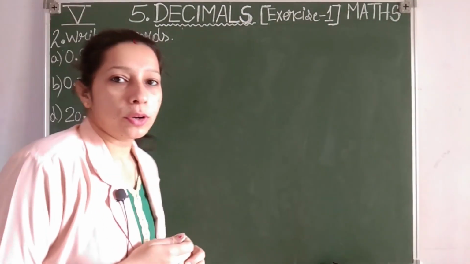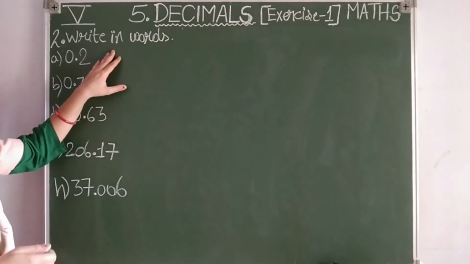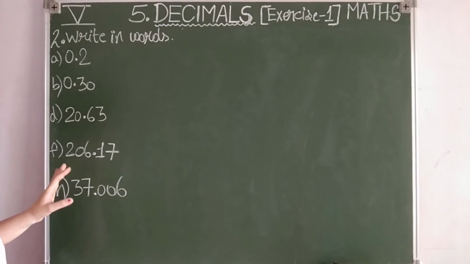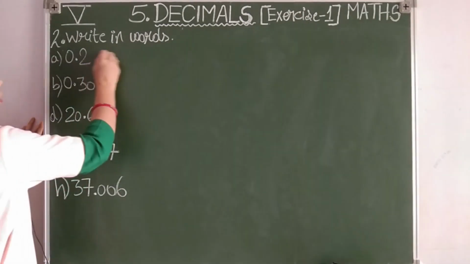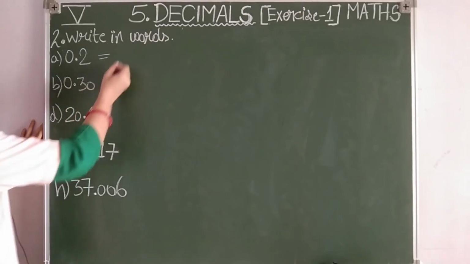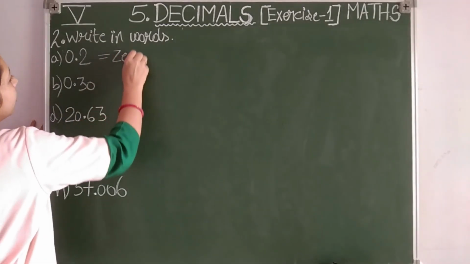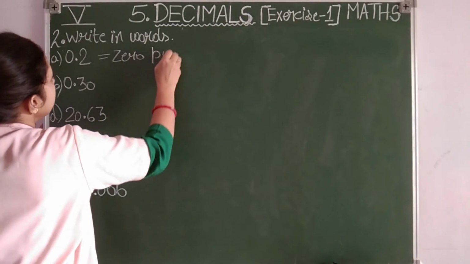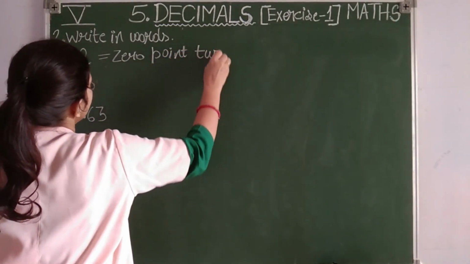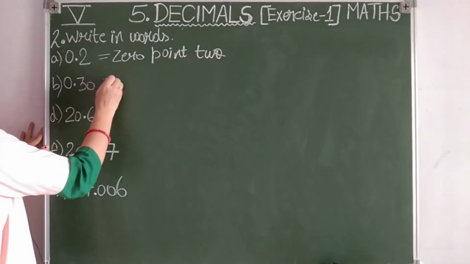Okay, so question number 2, students, write in words. Here decimal numbers are given to you. You have to write the given numbers in words. Very easy it is. So first, how to read this number? It will be read as 0.2. That only you have to write here. So I'll write here 0.2. Okay, students.